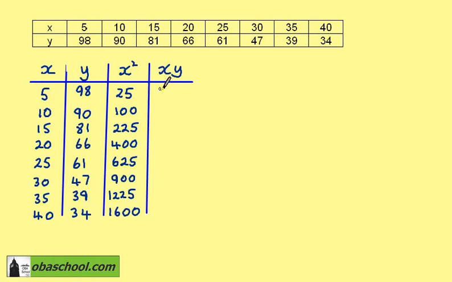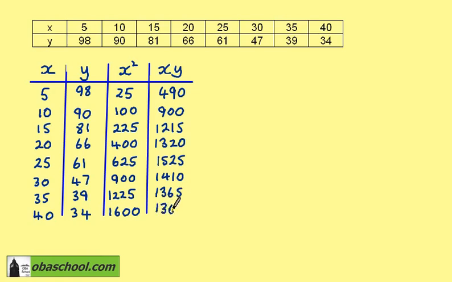We now do the x times y values. 5 times 98 is 490, 10 times 90, then we have 15 times 81, 20 times 66, 25 times 61, 30 times 47, 35 times 39, and finally 40 times 34.